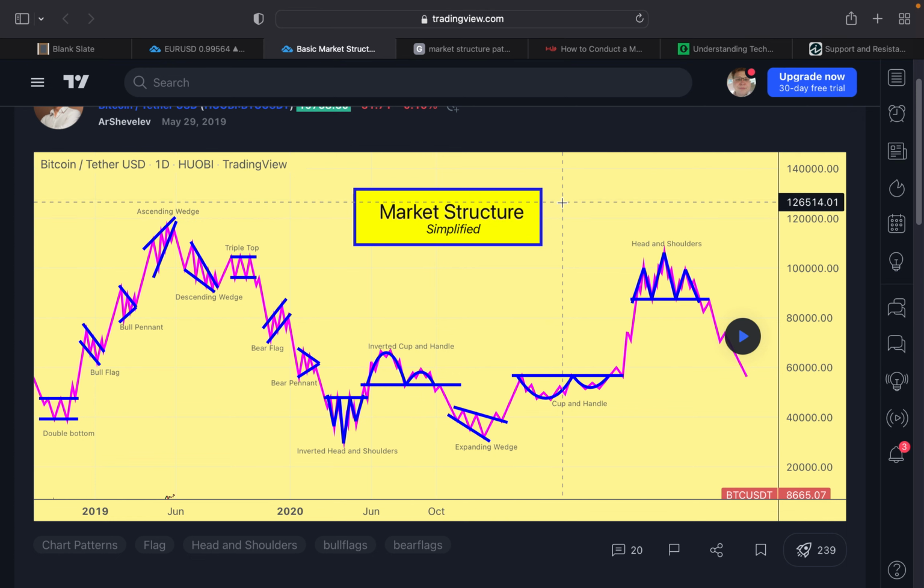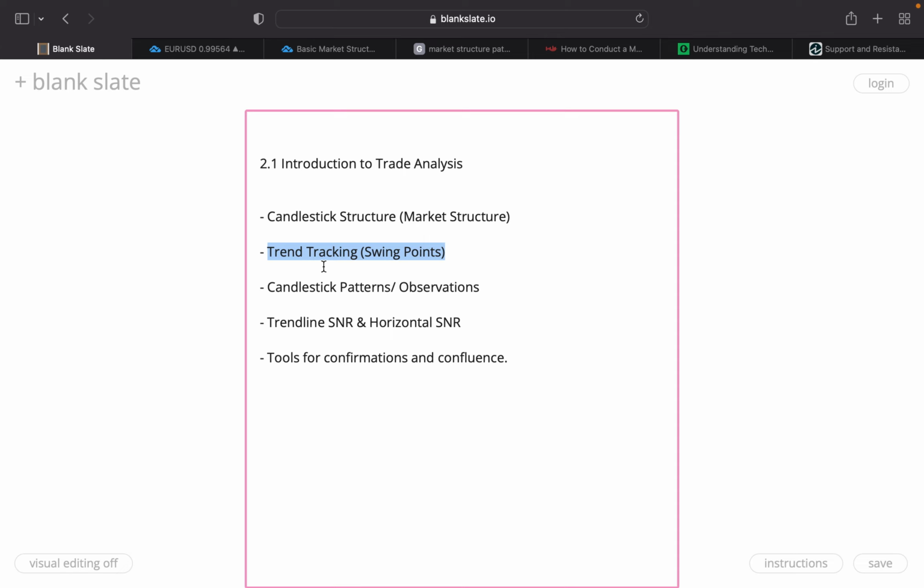The market structure itself is king, and this is where we're going to realize as technical traders how massive and how important this is. It takes a lot though.